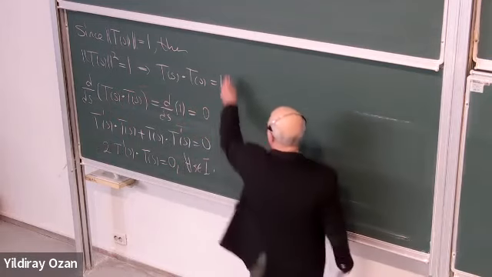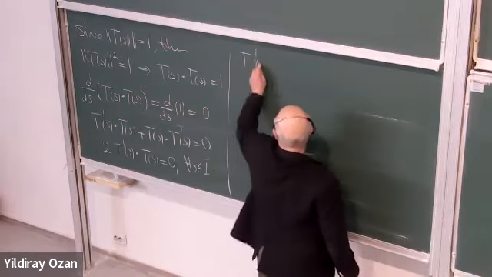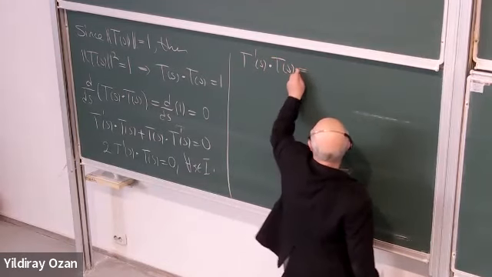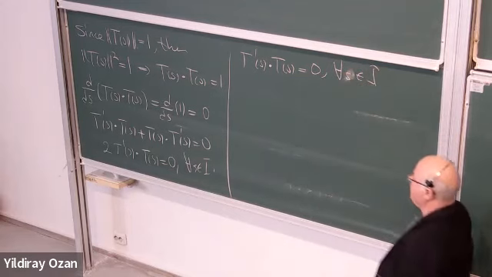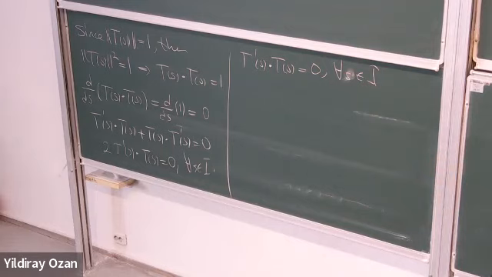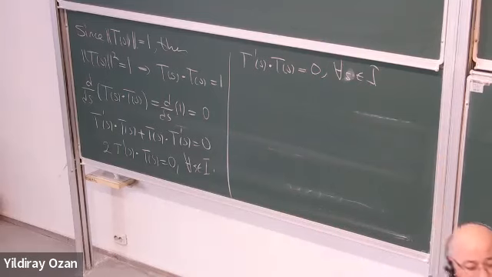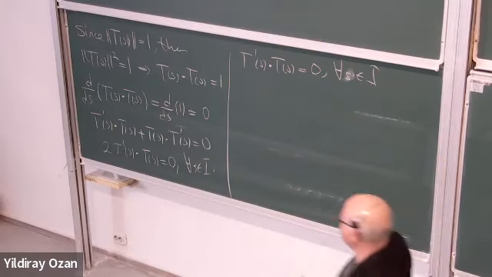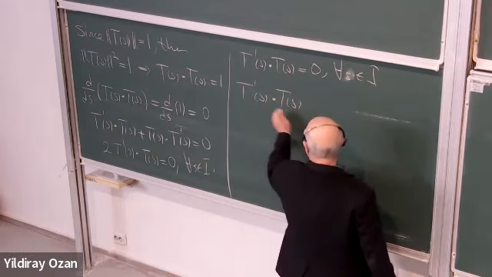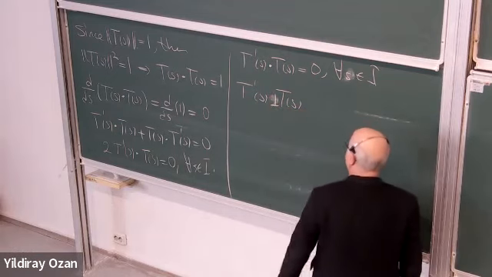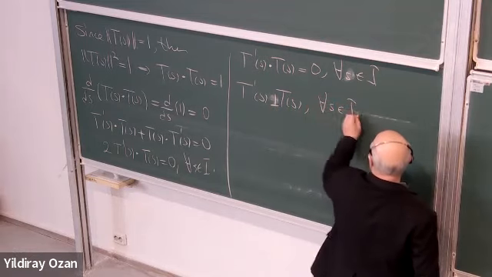Well, so T prime and T, the inner product is zero. This is possible only if what? When the inner product of two vectors is zero, this means that these two vectors are perpendicular to each other. So this means T prime s and T(s) are always perpendicular to each other for all s in I.